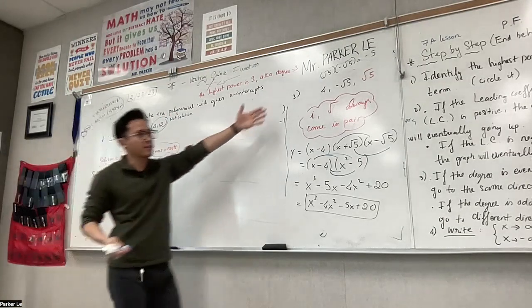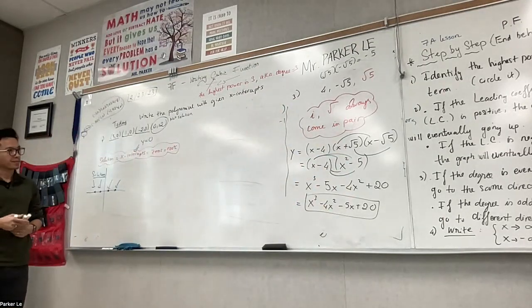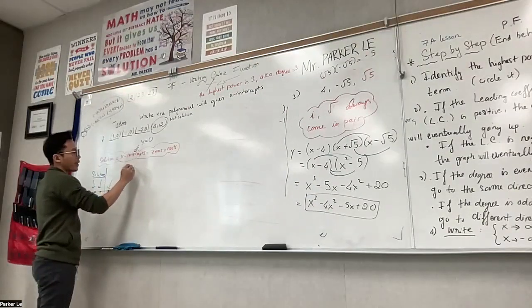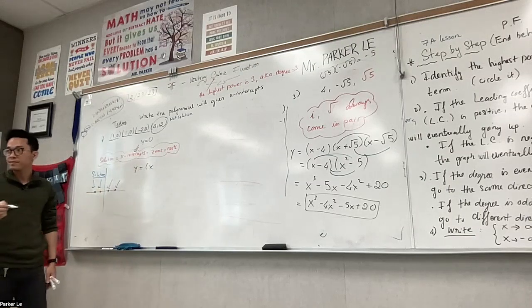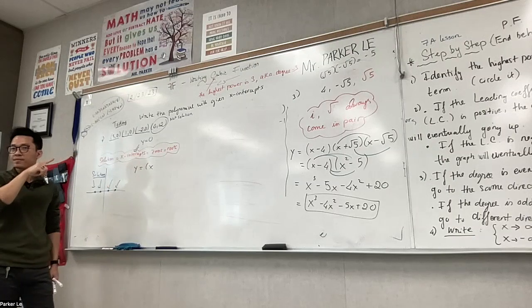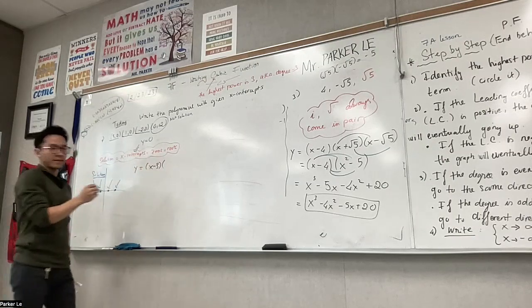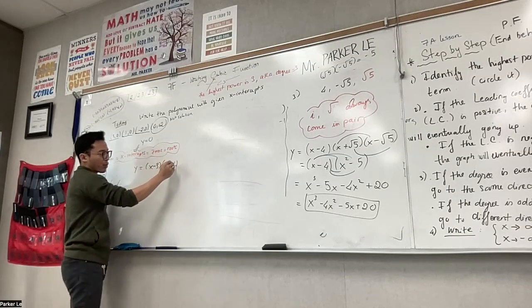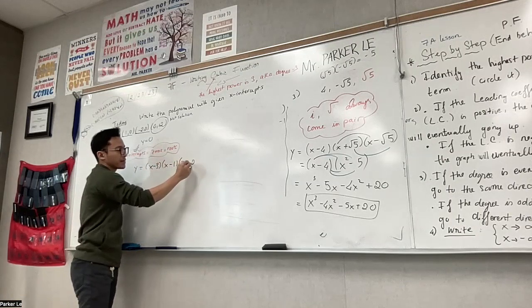Just go back to here and do the same thing. How can you write it? x is equal to 0. x minus what? 3. x minus 3. What next? x minus 1. What next? x plus 2. Very good.